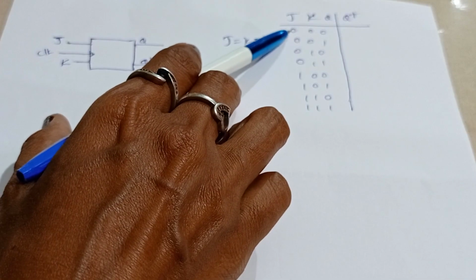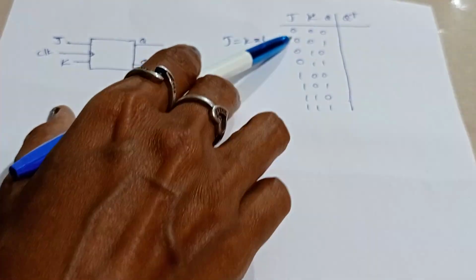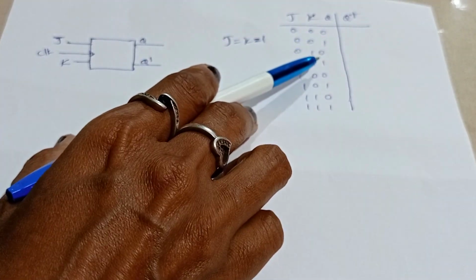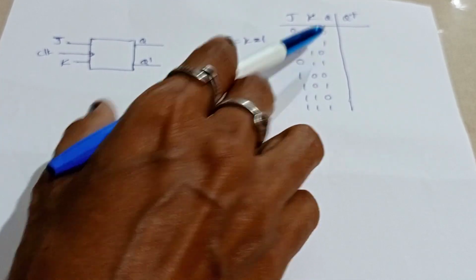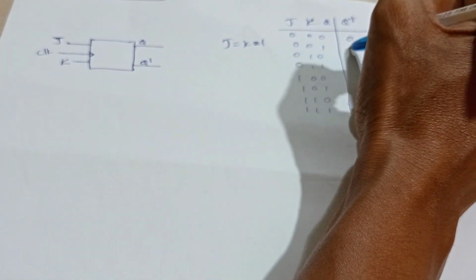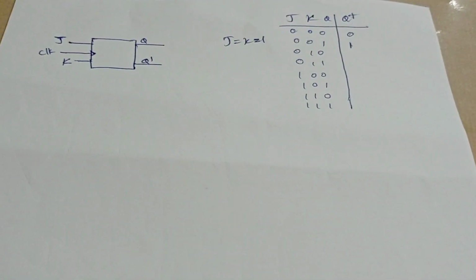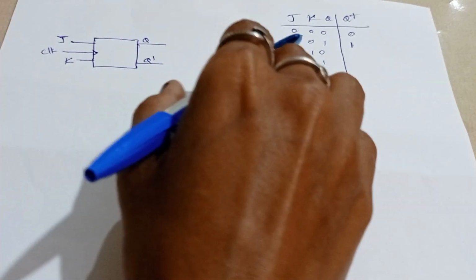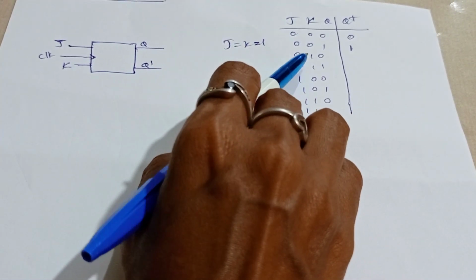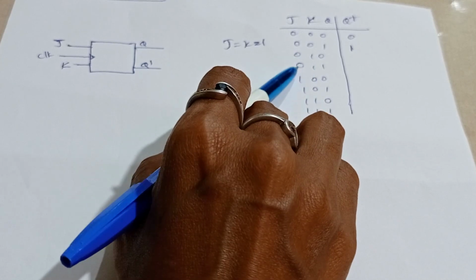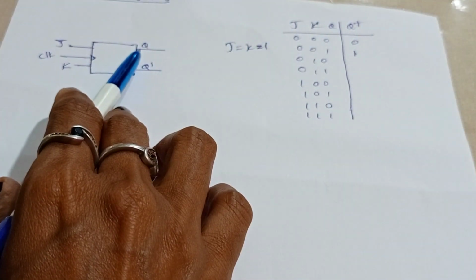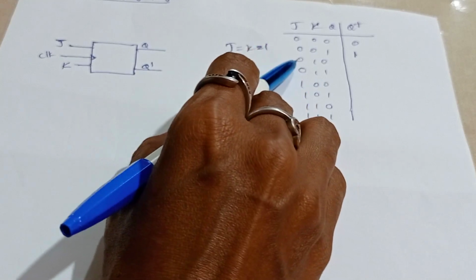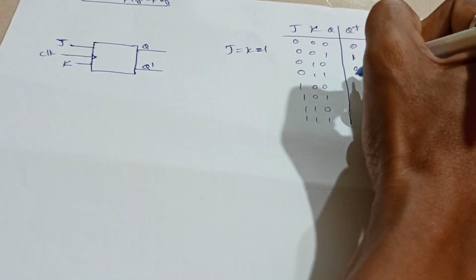When J and K are 0, 0, the same output will be the next state. When J is equal to 0 and K is equal to 1, same as in the SR flip-flop reset, the next state becomes 0.